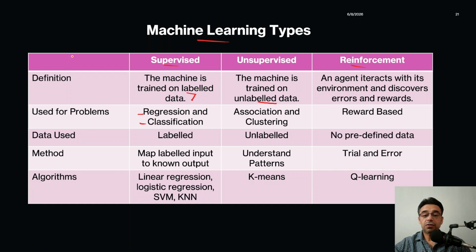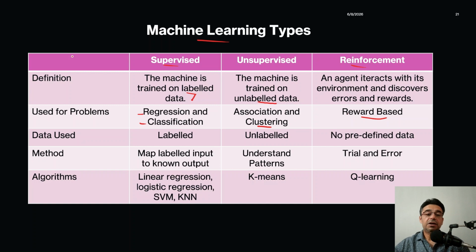Unsupervised can be used for clustering problems where you want to cluster the data into different clusters based on feature similarity. That is the clustering problem, and for that we can use unsupervised machine learning. And if the problem we want to solve is reward based, where there will be some rewards based on certain actions, for that we can use reinforcement learning.